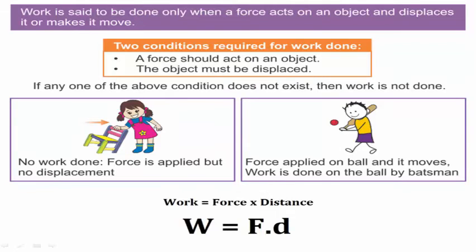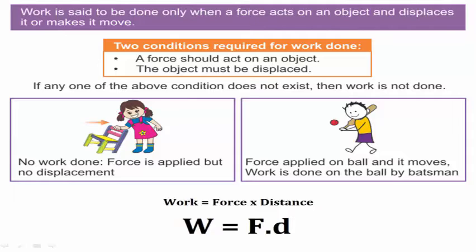Work is said to be done only when a force acts on an object and displaces it or makes it move. The necessary conditions for the work done are: a force should act on an object, this is the first condition, and the object must be displaced from its position. If any one of the above conditions does not exist, then you can say that work is not done.